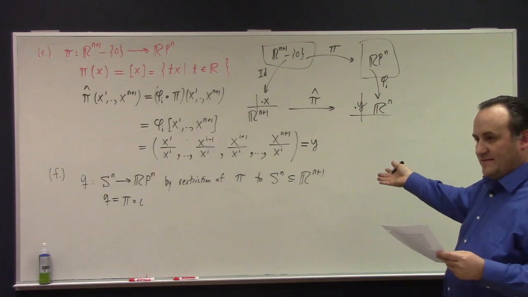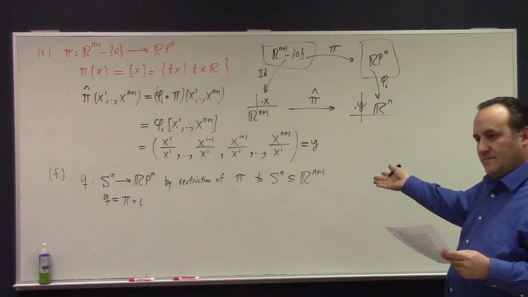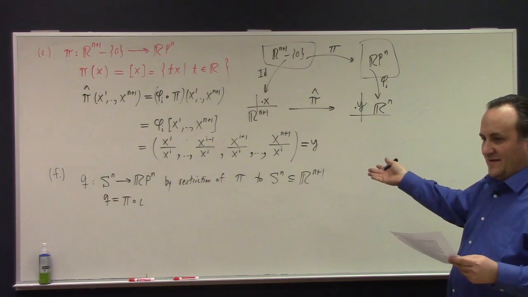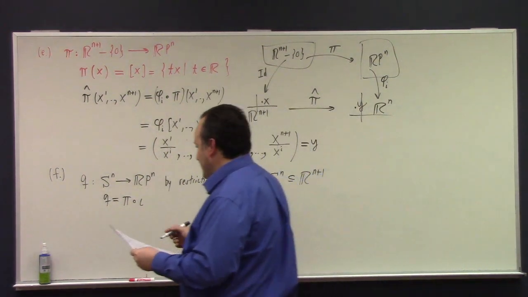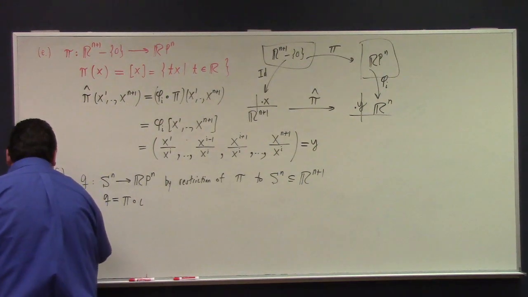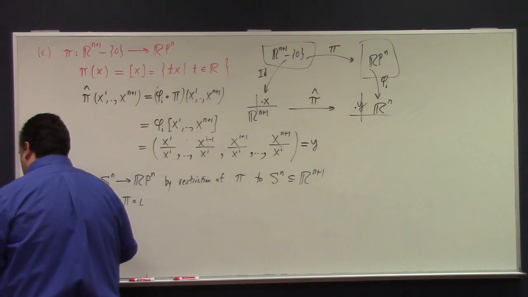Now that's a smooth map because it's the composition of smooth maps. And something I probably should make you guys prove is that the composite of smooth maps is smooth. Oh, you did? Oh, good. I guess I haven't done all my homework yet.